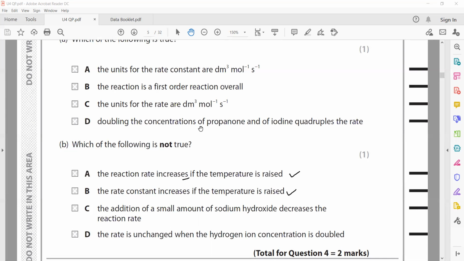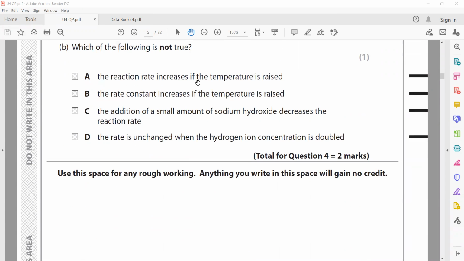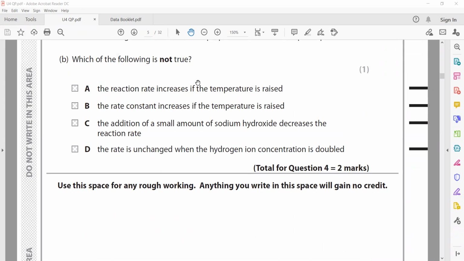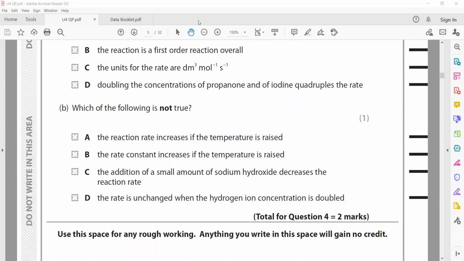Addition of a small amount of sodium hydroxide decreases the rate. That's true, because when you add sodium hydroxide, what will happen? It will react with hydrogen ion. So it reduces the amount of hydrogen ion. So if we decrease the amount of hydrogen ion, the rate will also decrease. The rate is unchanged when hydrogen ion concentration doubles. It depends on the hydrogen ion. So if you double the concentration of hydrogen ion, what happens to the rate? The rate will also double. So statement D is not true.